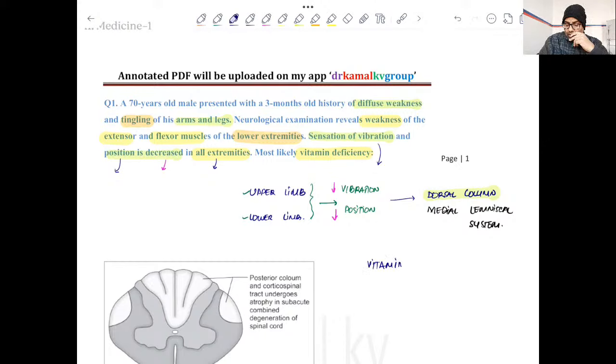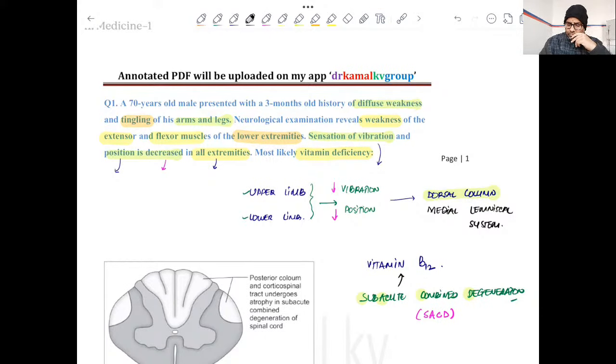vitamin B12. Clear? And the clinical condition discussed here is subacute combined degeneration. Right? So the clinical condition discussed in the question is SACD, subacute combined degeneration, and this is associated with vitamin B12 deficiency.